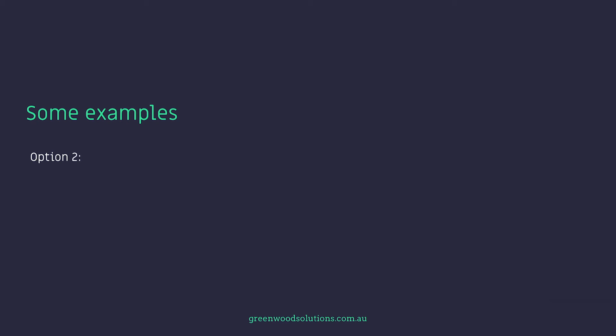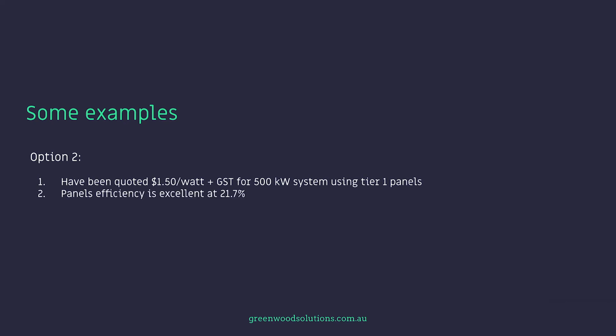Option 2. This option you've been quoted $1.50 a watt plus GST for a 500 kilowatt system using Tier 1 panels. Panel efficiency is excellent, it's 21.7%, so it's more efficient than the other panel. The degradation is the same in output after the first year, it's 2%. After that, it's 0.25% up until 25 years.